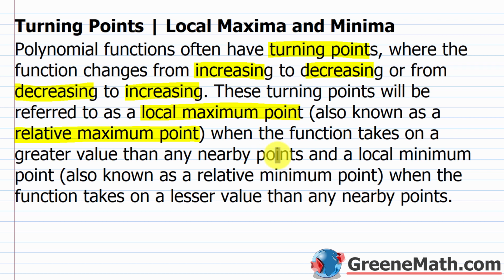So you're thinking about the y value. Is it larger than any nearby points? That's going to form what we call a hill, and I'll show you that in a moment. And a local minimum point, also known as a relative minimum point, is when the function takes on a lesser value than any nearby points. So is the y value smaller than the y value of nearby points? That's going to look like a valley.